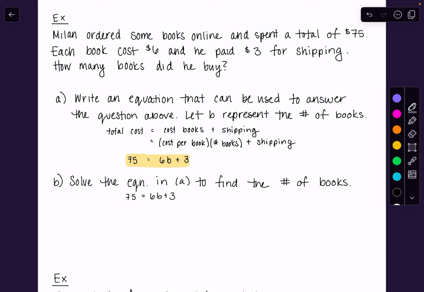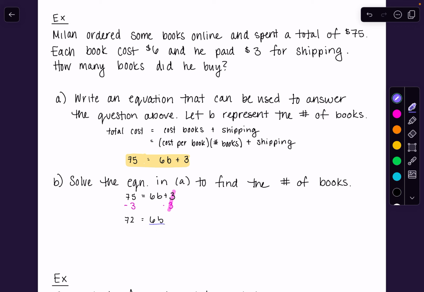So we want to isolate the value of B. So again, I've got 6B plus 3. I don't want to divide yet because I don't really know how to talk about division of something with addition here. So instead, get the stuff involving B on its own. So let's go ahead and subtract 3 from both sides to make those two cancel. And then 75 minus 3 is 72. And we're just left with 6B on the right.